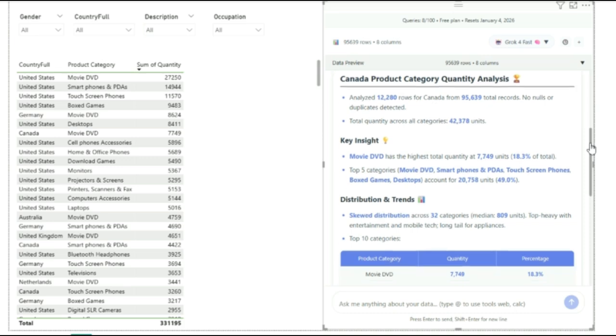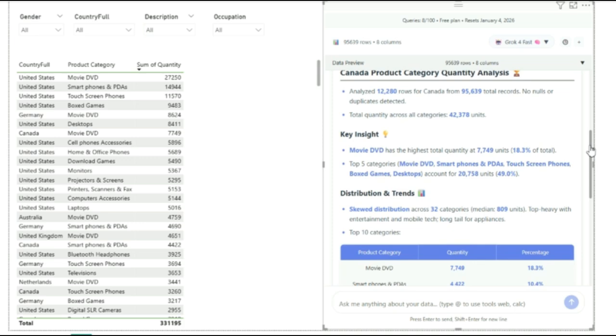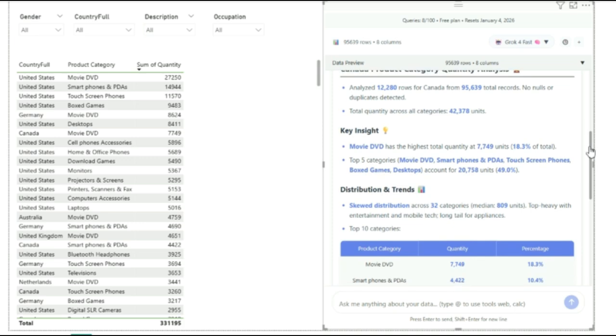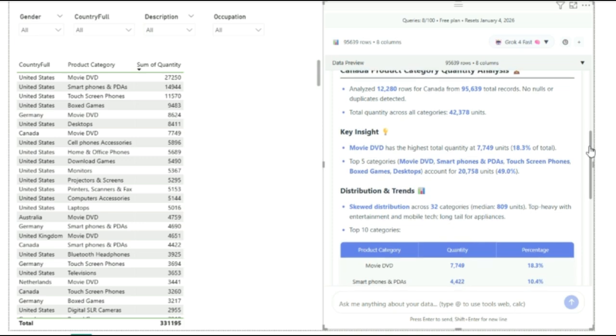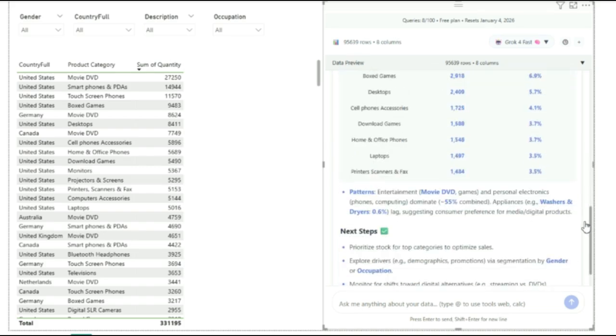The takeaway is that both models perform very well, and the choice comes down to whether you prefer more detailed explanations or leaner, faster responses.